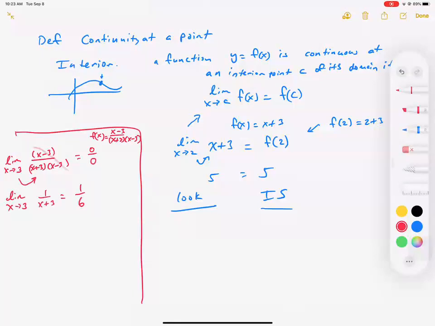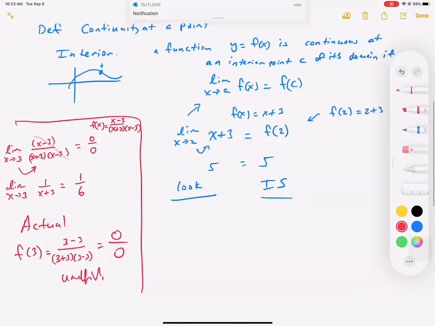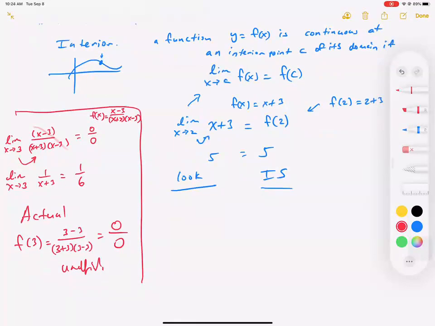But what is the actual value? F at 3. What is this actual value? 3 minus 3 over 3 plus 3 times 3 minus 3. The actual value is undefined. So this graph, by our simple definition here, is not continuous. Because the limit says 1/6, but the actual function value is undefined. It's not the same.